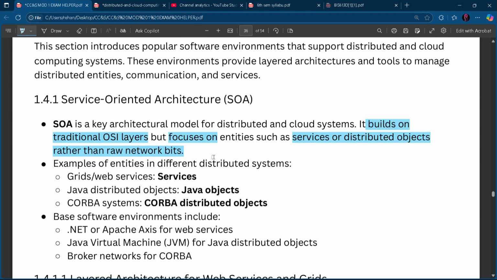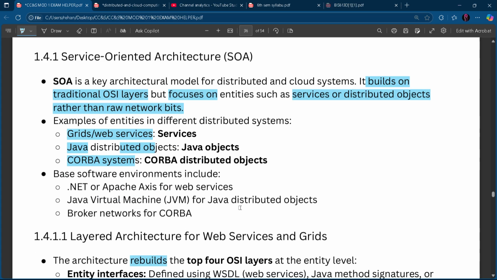Let us start. First, we have service-oriented architecture. SOA is a key architectural model for distributed and cloud systems, which is built on traditional OSI layers, focusing on services or distributed objects rather than raw network bits. Here is a simple example of entities in different distributed systems. The left side items are the distributed systems and the right side are the entities. In a grid of web services, the services are the entity. In Java distributed objects, the Java object is the entity. In CORBA systems, the CORBA distributed object is the entity.